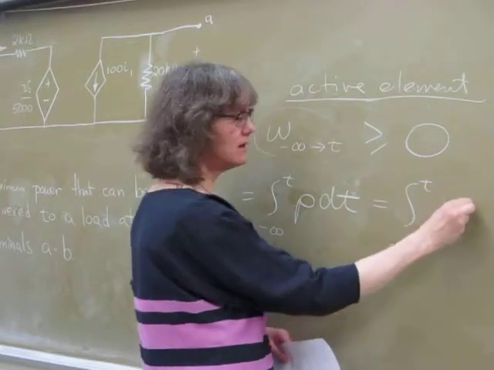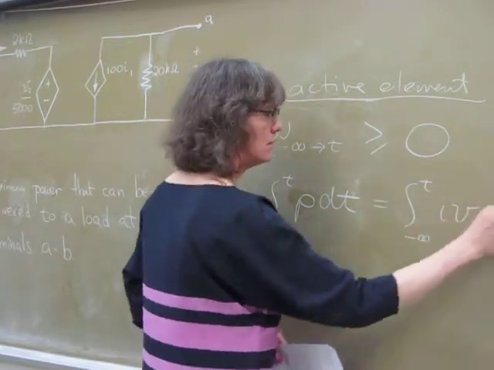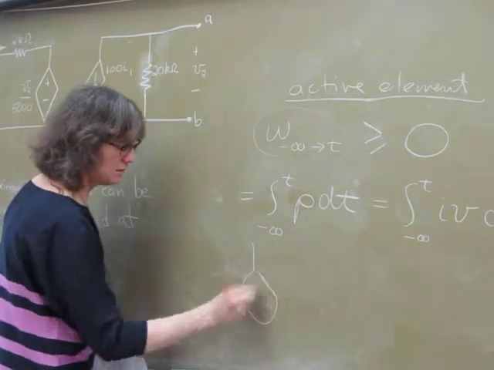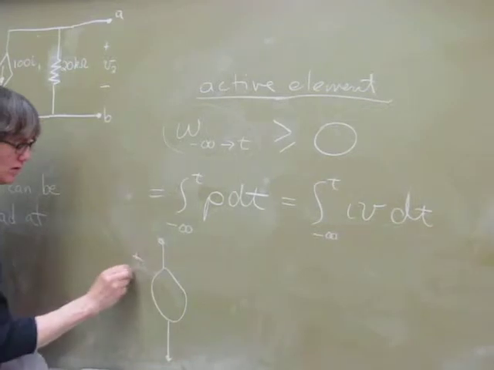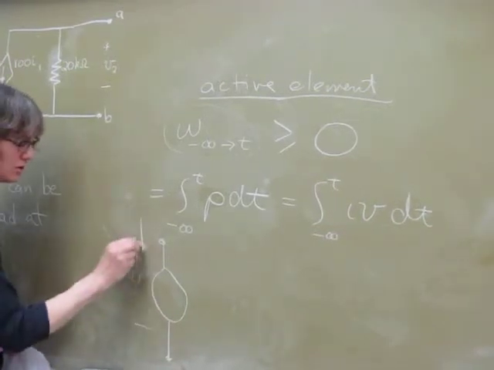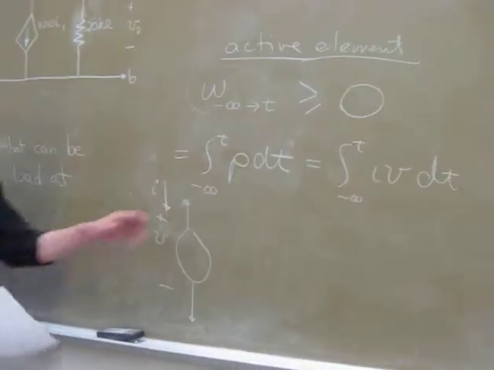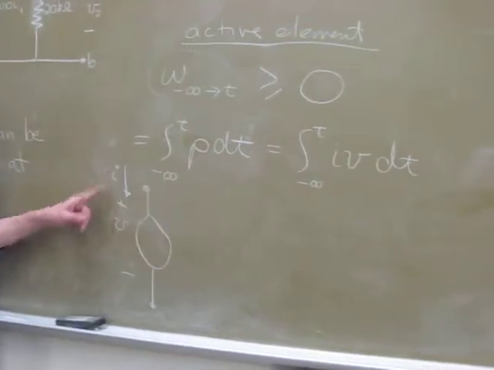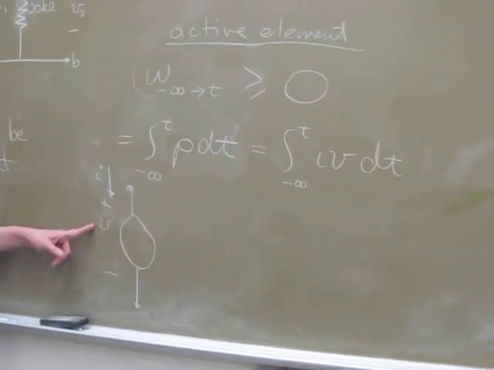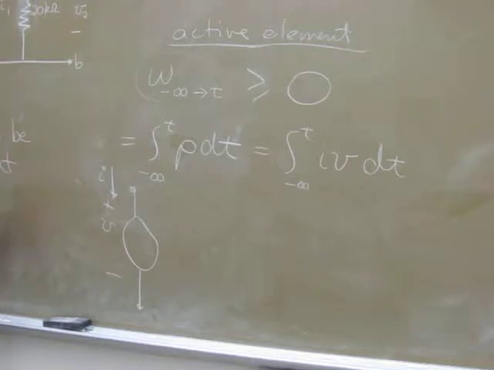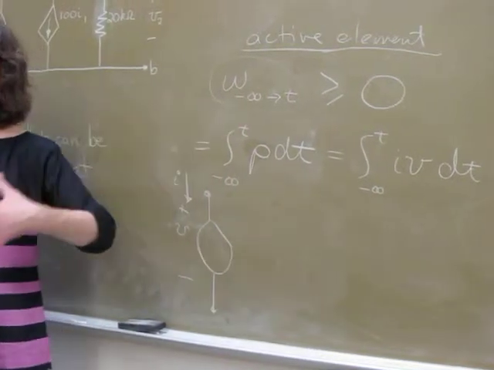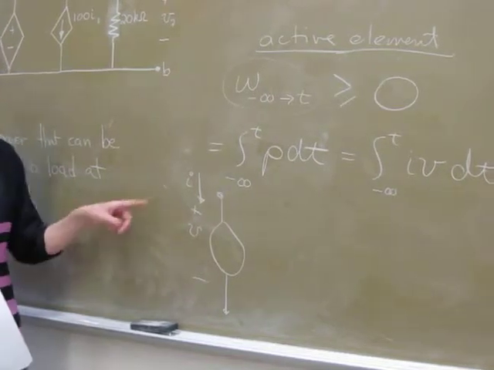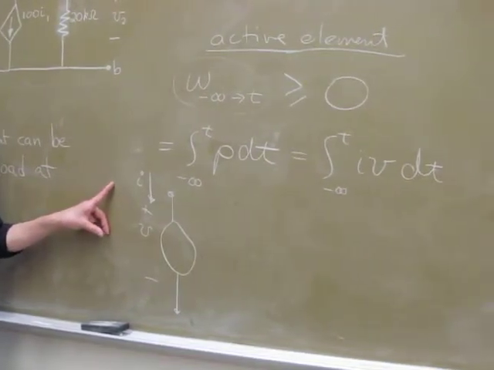It's the current times the voltage. Okay, so in that circuit element, whatever blob that circuit element is, we have a voltage across it, we have a current going through it, and so the power is equal to the current times the voltage. Now, is this power delivered to the circuit, or is it absorbed, given the picture that I have here?